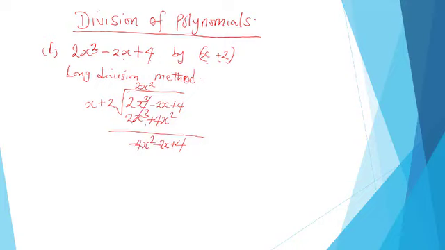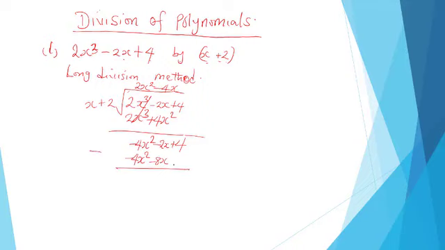Now that side is gone. We now have minus 4x squared minus 2x plus 4. Now minus 4x squared divided by x will give you minus 4x. Now minus 4x times x will give us minus 4x squared, and minus 4x times 2 will give us minus 8x. You bring down your line again.